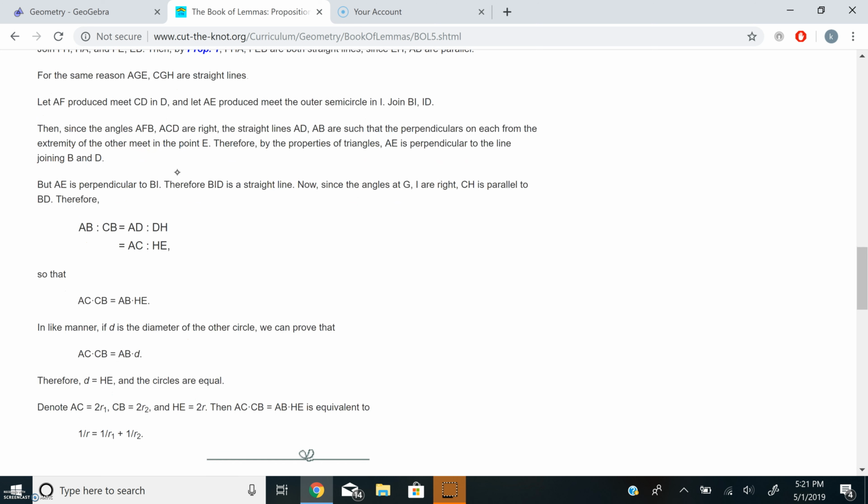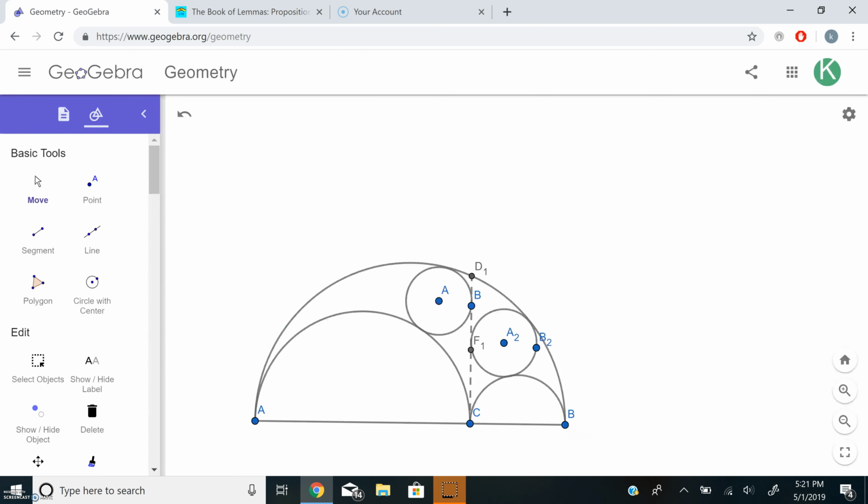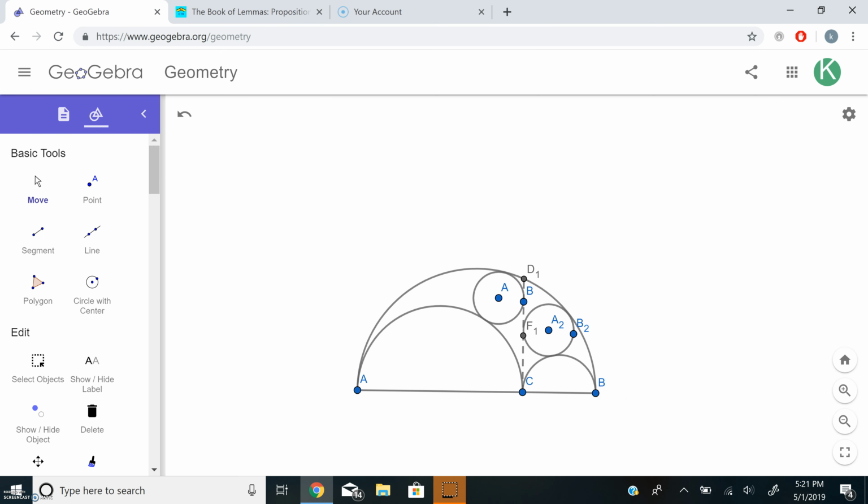So then the diameters of the circles are both equal, so therefore the circles themselves must be equal and congruent. And that pretty much sums up my presentation of the Arbelos.